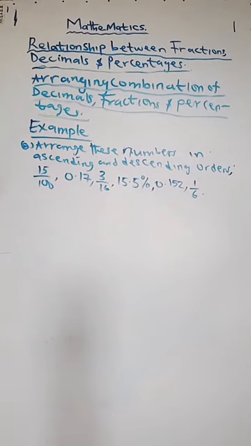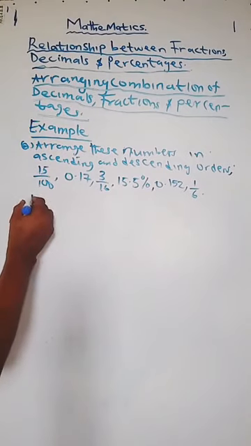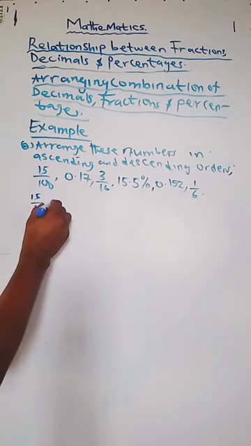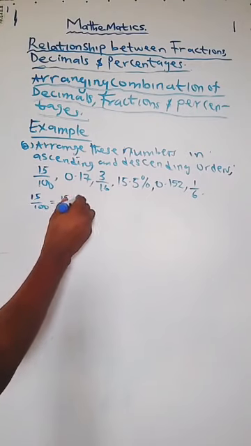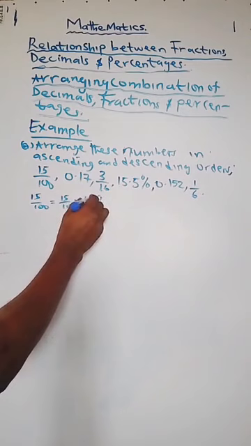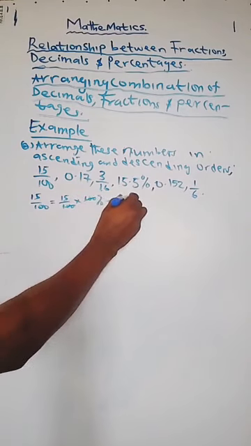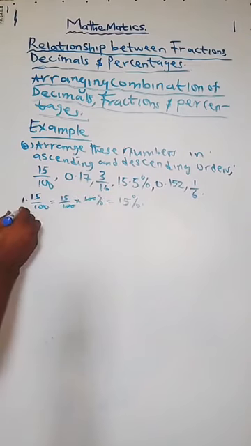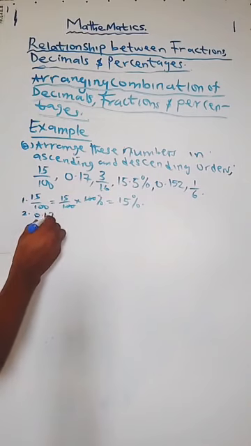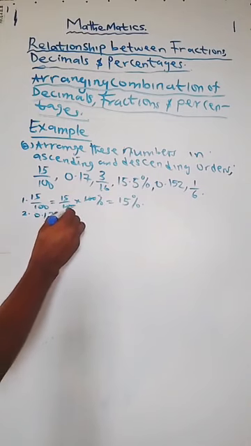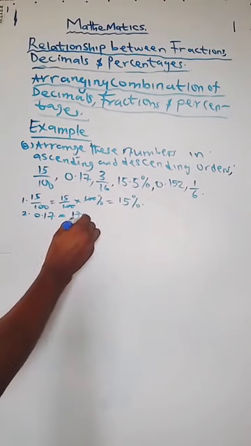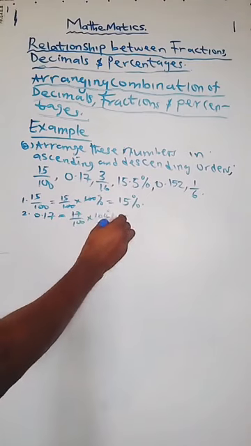Now let's start. One, we look at 15 over 100. We want to convert it to a percentage. That is 15 over 100 times 100%. So this is 15%. Let's look at 2, 0.17. So this will be 17 over 100 times 100%. We want to convert it to a percentage. This is 17%.